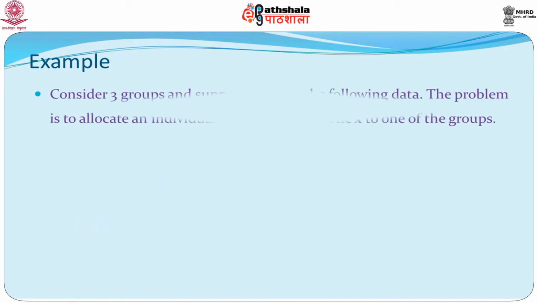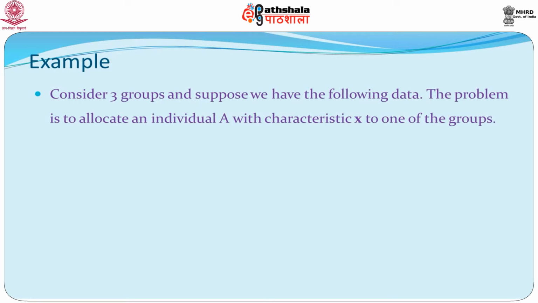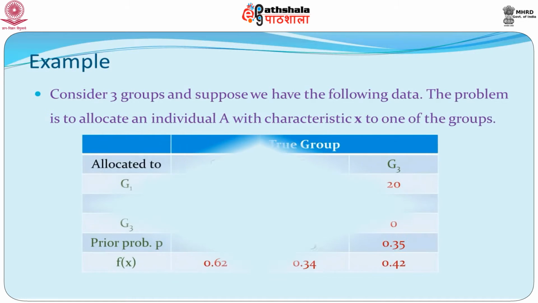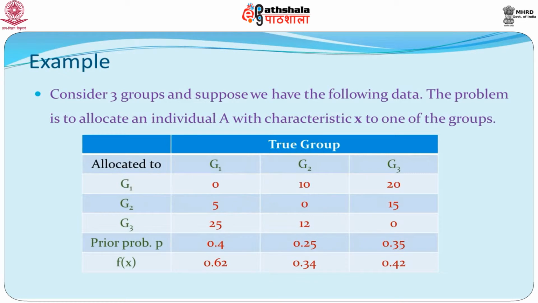Let us look at an example. Now, consider three groups and we will be looking at the following data, and the problem is to allocate an individual A who has a characteristic x to one of the groups. Now, what we have in this table is that for the columns we have the true groups and the rows are the allocated groups.